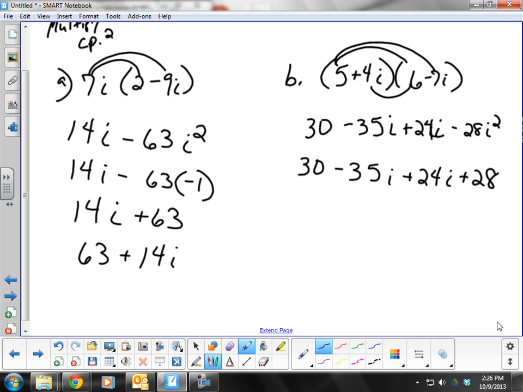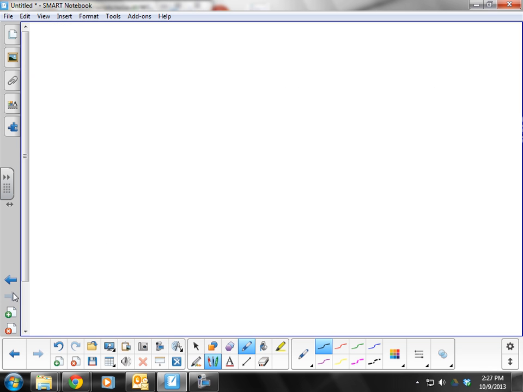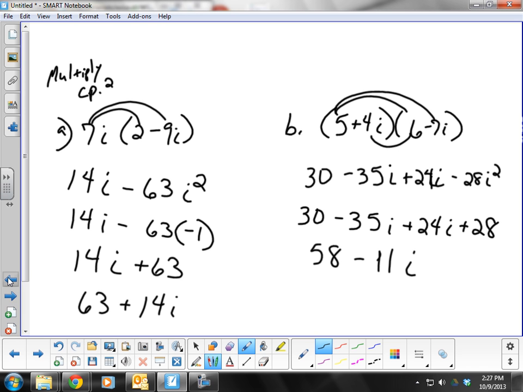Now, I got like terms I can just combine, right? So I just made that times negative 1, which just makes it positive 28. And so now the real number parts added together give me what? 58 minus 11i. Any questions? Nope, because the real number part's already in front. We good? All right, now, what's your question? Oh, you weren't finished. Okay, sorry.